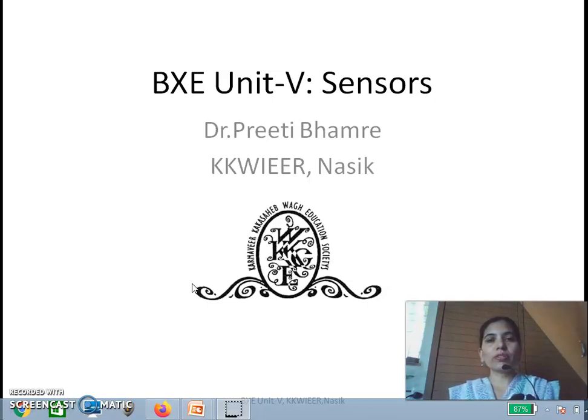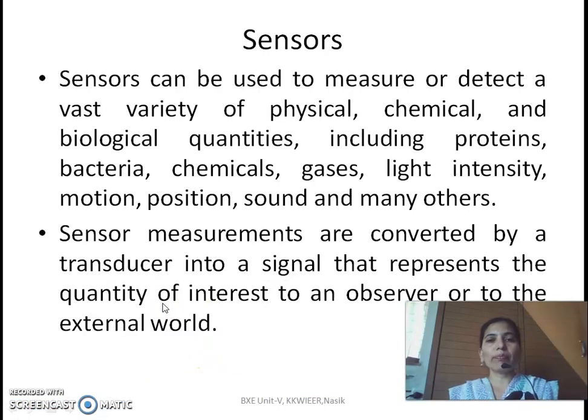We have used sensors in our day-to-day life. For example, the thermometer is a sensor which is used for sensing body temperature. Whereas we might sometimes have used a microphone, which is used in a public address system to convert sound energy into electrical form. So both of these are sensors.